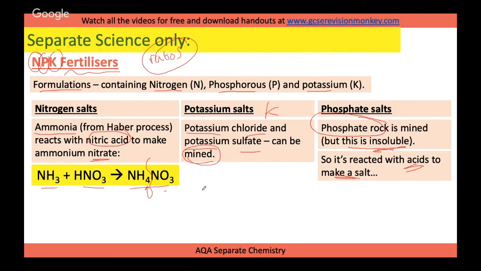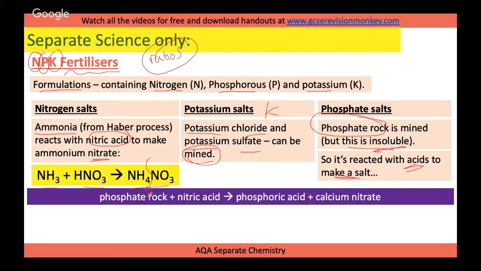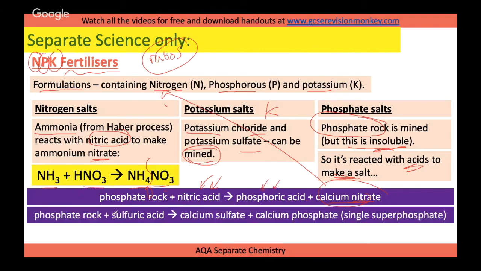So there's three reactions that you need to be aware of. You need to be aware of reacting phosphate rock with nitric acid. You can produce phosphoric acid with that and calcium nitrate. So you could use that nitrate as part of the nitrogen part of the fertiliser over there if you wanted to. But this is the useful thing which you'll use a little bit later on. If you react the phosphate rock with sulfuric acid, you produce a calcium sulfate and a calcium phosphate. Okay, and they call this one single superphosphate.